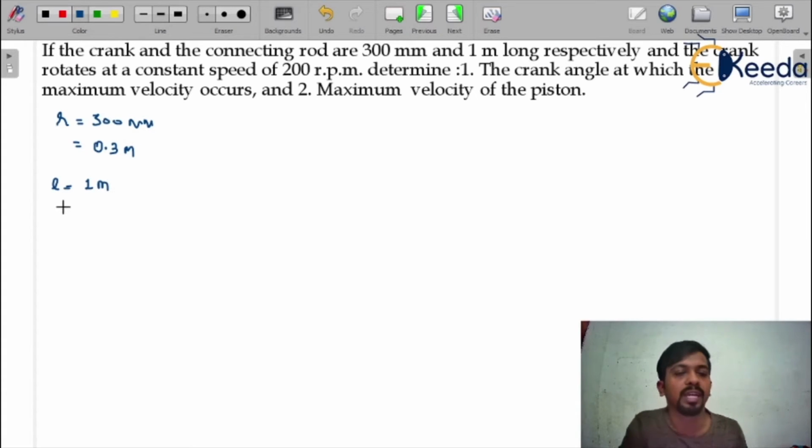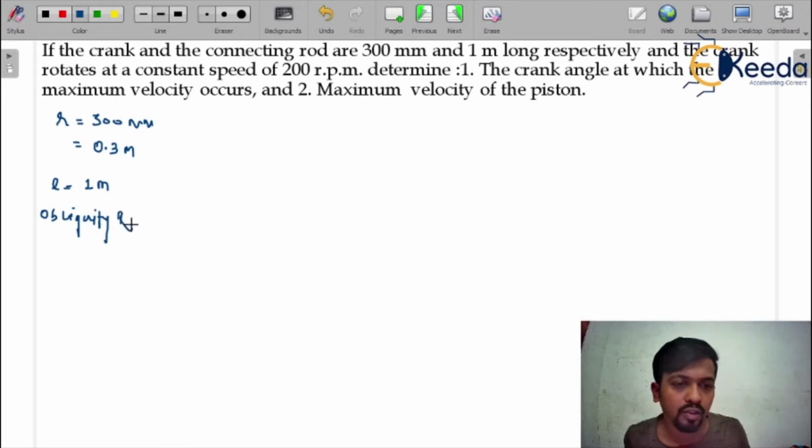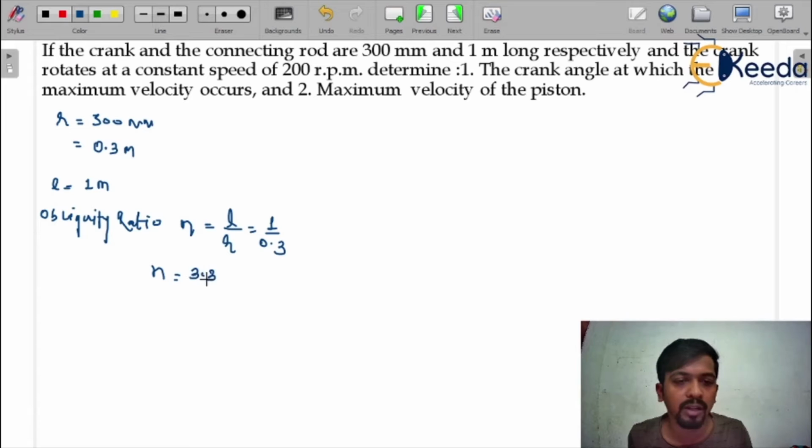From here we can calculate the value of the obliquity ratio. So the obliquity ratio n is equal to L upon R. That means 1 upon 0.3. From here you can calculate the value of n, that would be 3.33. Okay, so this is the obliquity ratio n.